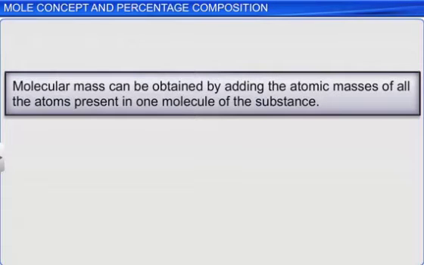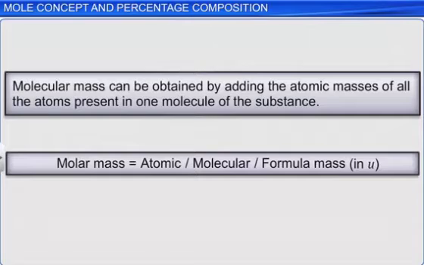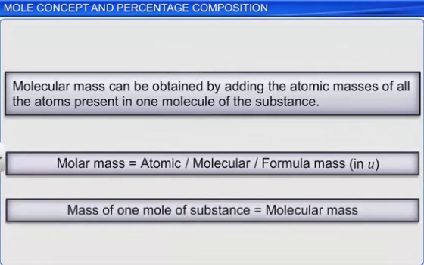We've learnt that molecular mass of a substance can be obtained by adding the atomic masses of all the atoms present in one molecule of the substance, and the molar mass is numerically equivalent to the atomic or molecular or formula mass in u. Thus, we can conclude that the mass of 1 mole of any substance is equal to its molecular mass.